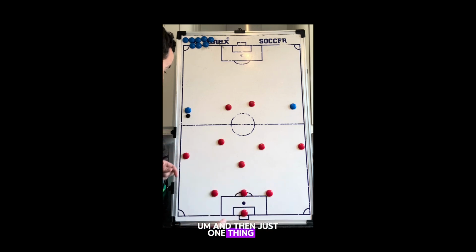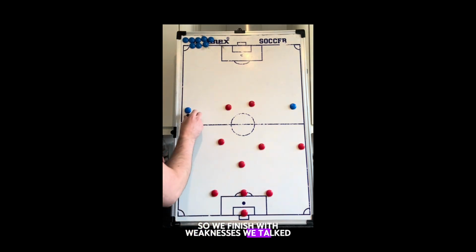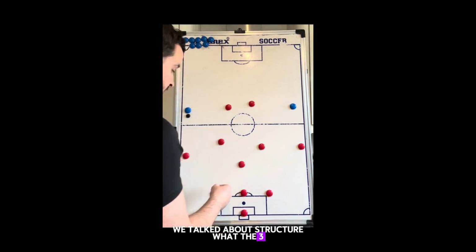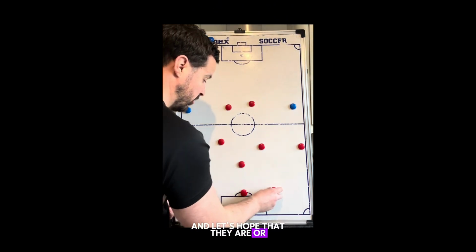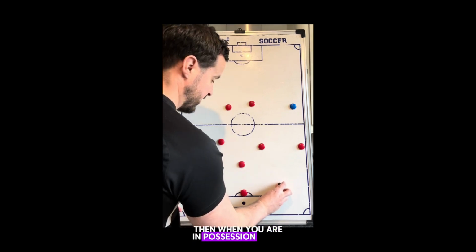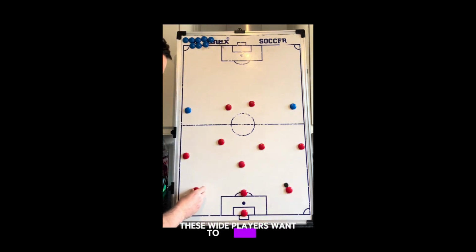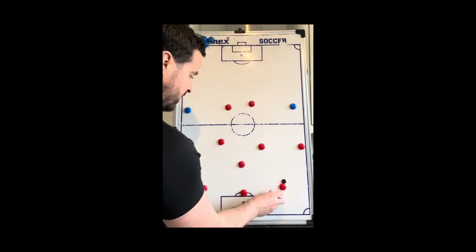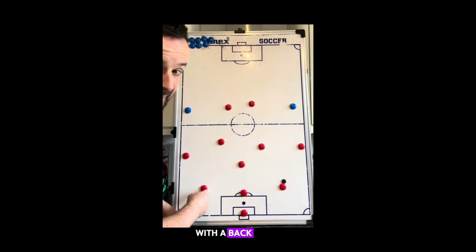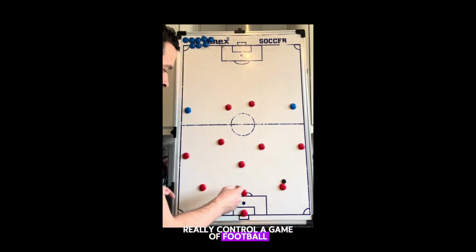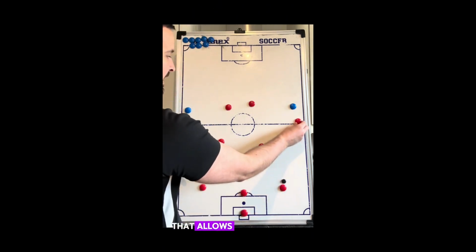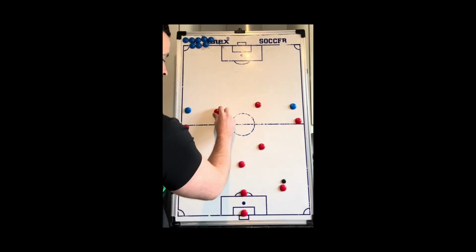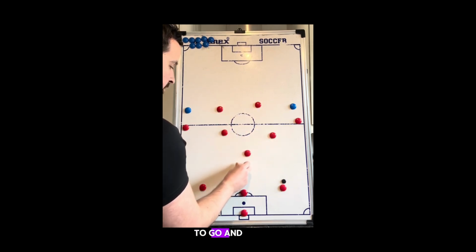And then just one thing to end on. So we finished with weaknesses, we talked about strengths, we talked about structure. What the 3-5-2 does give you, if these centre halves are good with the ball, and let's hope that they are, or comfortable at least, then when you are in possession, these wide players want to be coming out wide like that. Not necessarily wide, but into the half spaces here. And you can really control a game of football with a back three. Really control a game of football. Because that's going to be really hard to press for the opposition. And if we do have bravery here, that allows the wing-backs to get higher up the pitch. And it gives you more coverage in these areas to go and play.